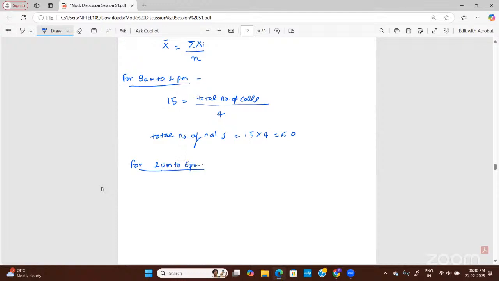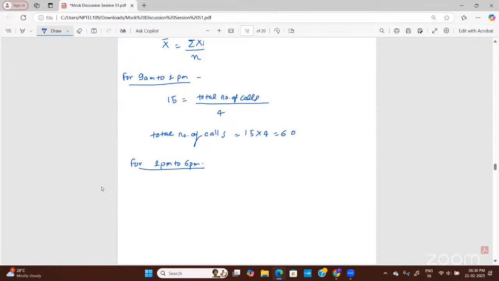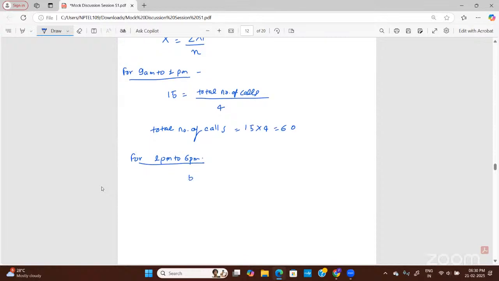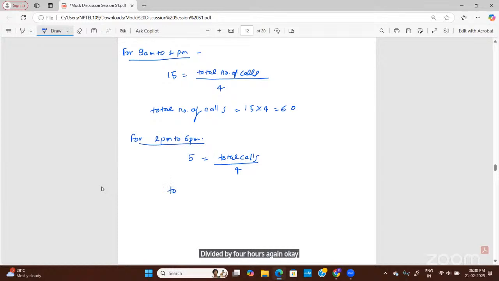5 into 4. So 5 is the average. So total calls divided by 4 hours again. So total number of calls will be 5 into 4, which is 20.